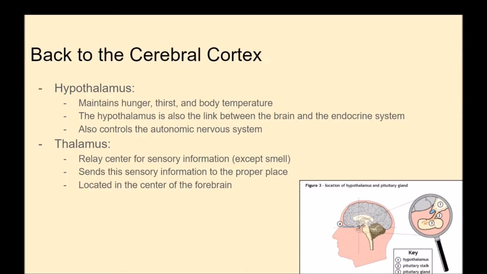So back to the cerebral cortex. You need to know about the hypothalamus, which maintains hunger, thirst, and body temperature. The hypothalamus is also the link between the brain and the endocrine system, and it also controls the autonomic nervous system, which we'll get to later. Then there's the thalamus, which is the relay center for sensory information except smell, and it sends this information to the proper place and is located in the center of the brain. So you can kind of think of the thalamus as like a postal office. Information comes in from the body, goes to the thalamus, and the thalamus sends that information to the proper place in the brain.